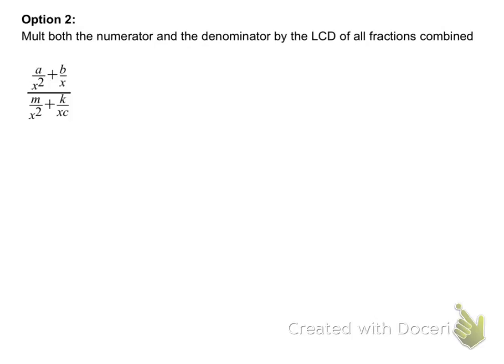Option number 2, and the preferred method by myself, which the book actually doesn't for some reason show, is multiply both the numerator and the denominator by the LCD of all fractions combined. You guys know how to find the LCD. We talked about that already. So we just need, yes, the potluck idea. We need to find the LCD of those 4 individual smaller fractions. And once we find that, we'll multiply it to the top and bottom of the larger fraction, which allows us to distribute in to all of the fractions.